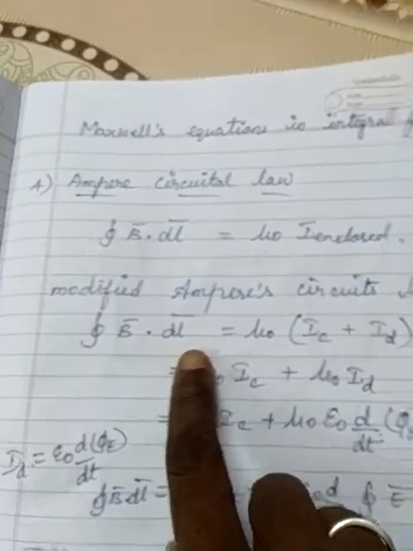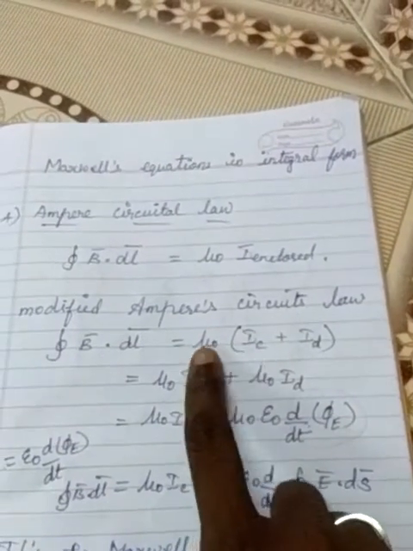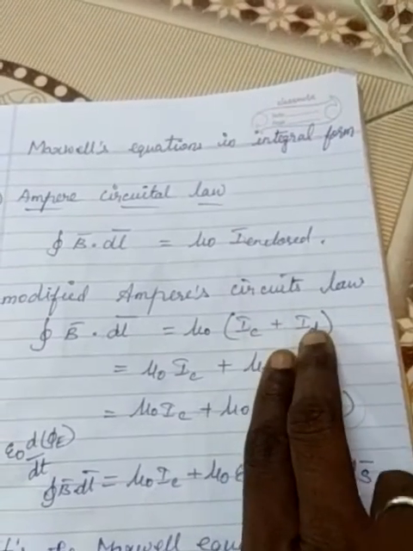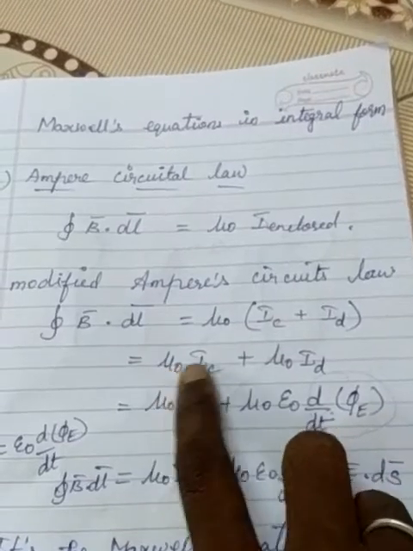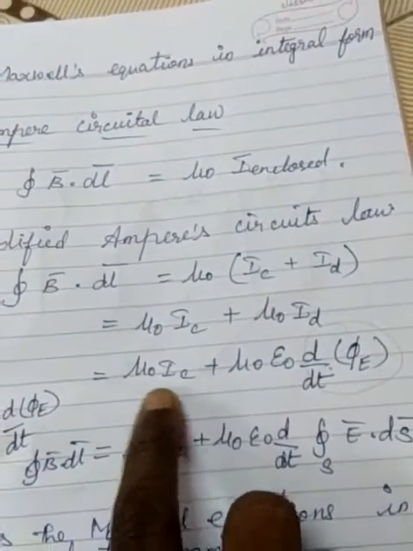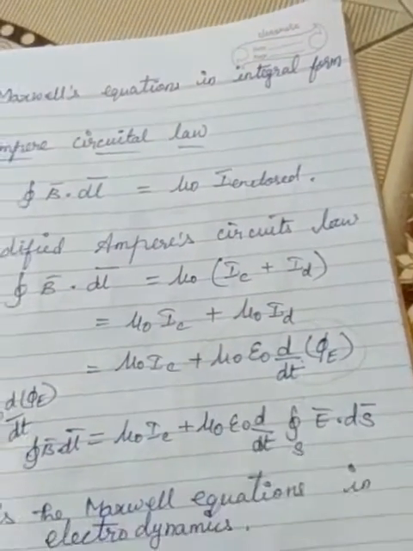So its value is equivalent to mu naught times IC plus ID, the conduction current and the displacement current. Multiplying by mu naught, we get mu naught IC plus mu naught ID. Keep mu naught IC as it is. The formula of ID we have already found in the previous section.